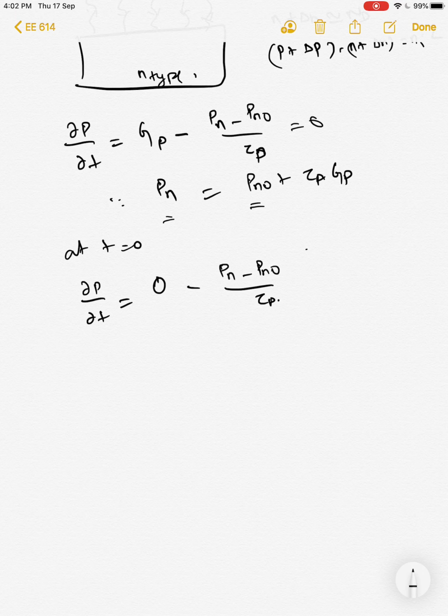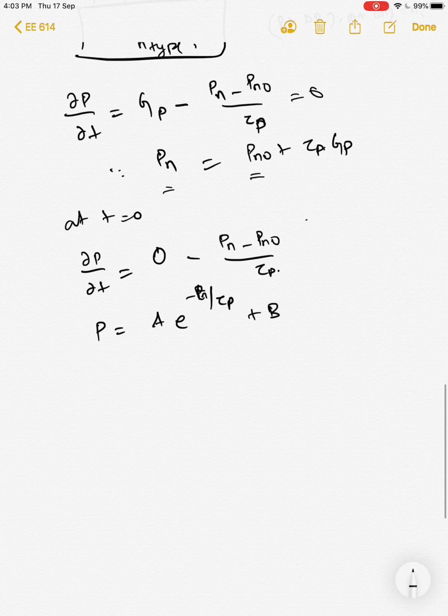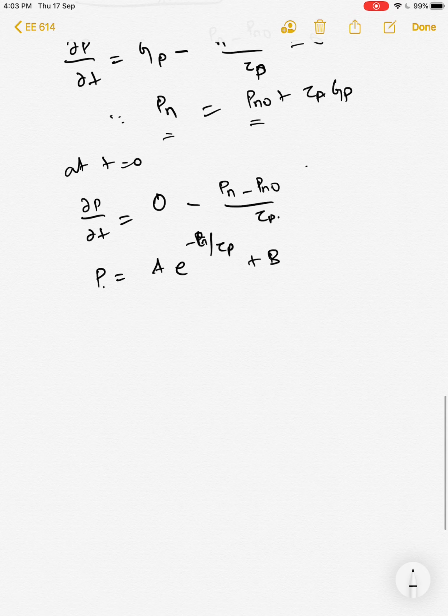And we know the solution for a differential equation like this. The solution is just p is equal to some a e power minus t by tau_p plus b. Right. This is p_n.